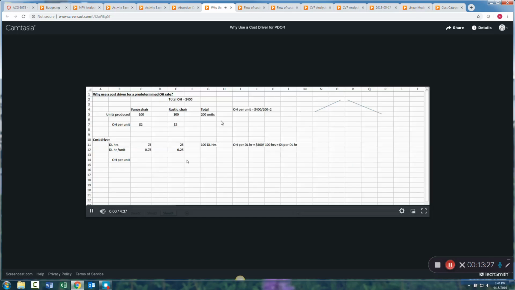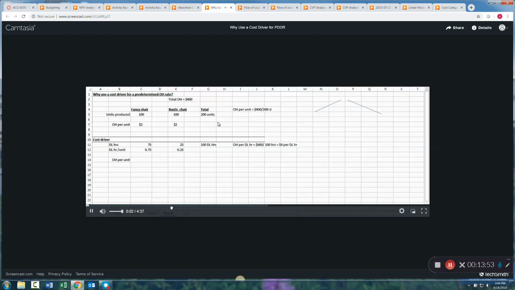So my apologies there. So the idea was we can't do that, because if you think about it, if this is the fancy chair, maybe that one consumes more overhead. So it would be unfair to allocate an equal amount to the rustic and fancy. So the use of a cost driver, in this case direct labor hours, allows us to make that distinction.